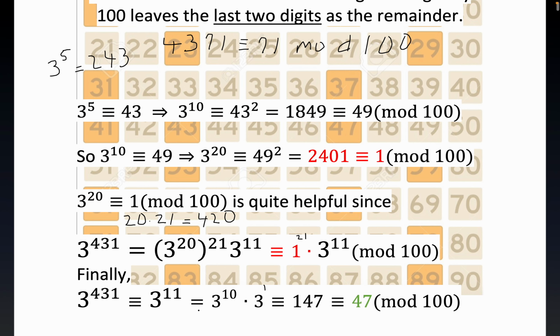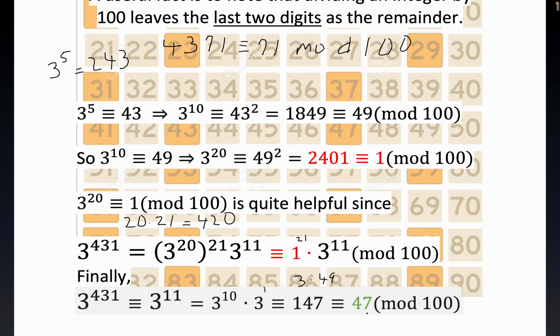But notice we already know what 3 to the 10th is. 3 to the 10th is congruent to 49, right? But 3 times, this is 3 times 49 right here. 3 times 49 is 147, right? And of course, 147 conspicuously has 47 as its last 2 digits. And so this is the answer, ladies and gentlemen.